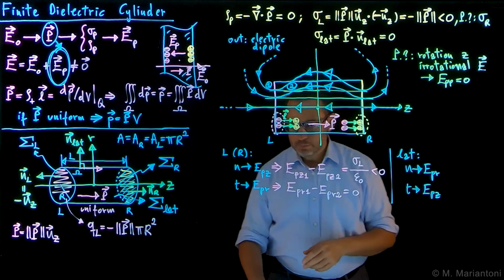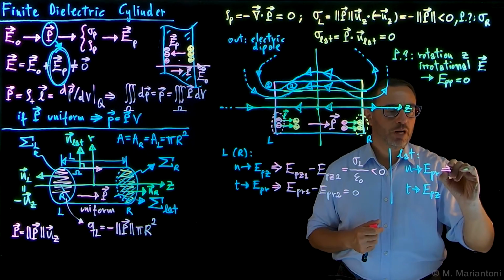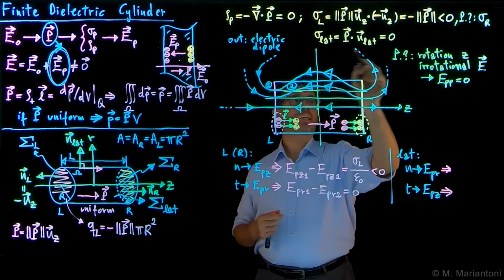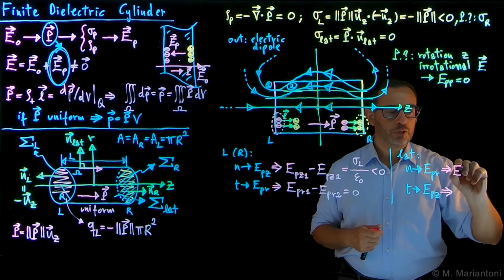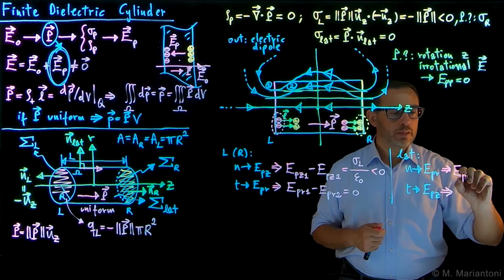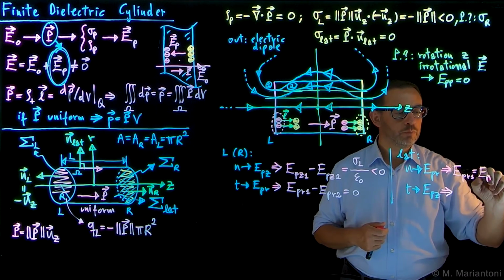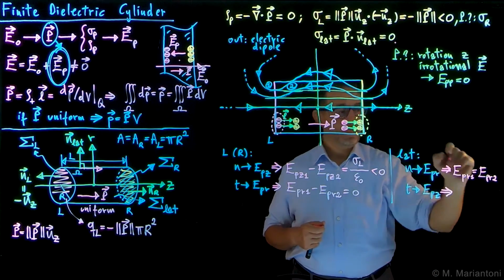Okay, in this case, in both cases, since we do not have a lateral surface charge, sigma lateral is 0, both components must be continuous, which means that EP_R1 has to be equal to EP_R2. In this case, these are the normal components. They're 0 because sigma lateral is 0.